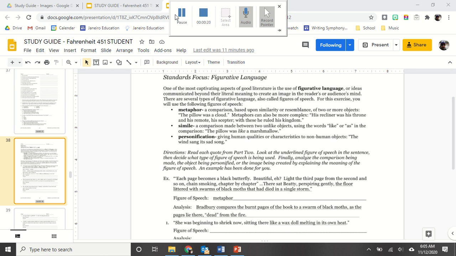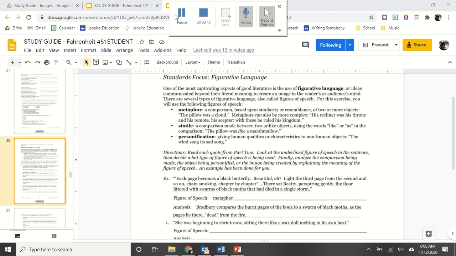For this exercise, you will use the following figures of speech: metaphor, which is a comparison of two things that are not similar, but trying to create a comparison; a simile, which is a comparison made between two unlike things using the words like or as; or personification, which is giving human qualities or characteristics to non-human objects.